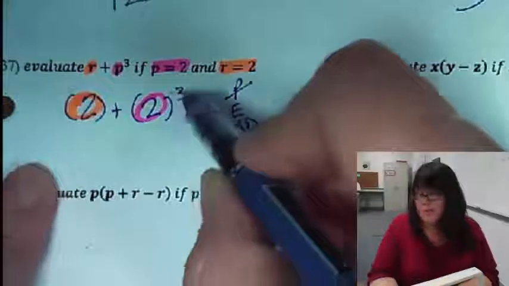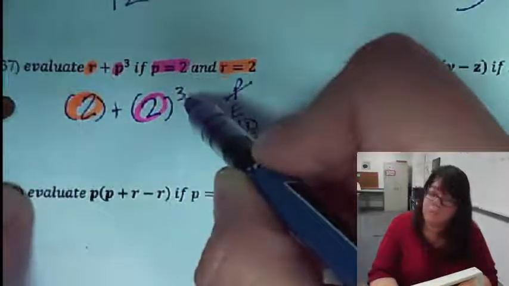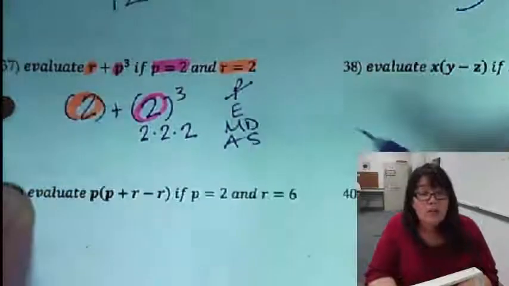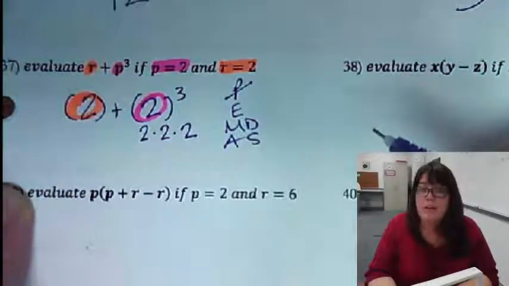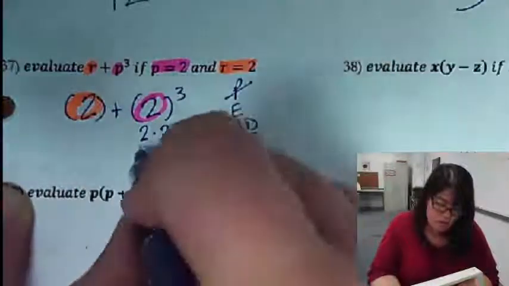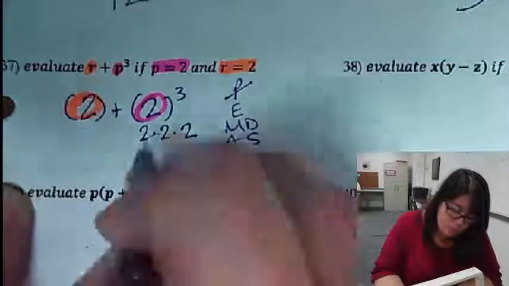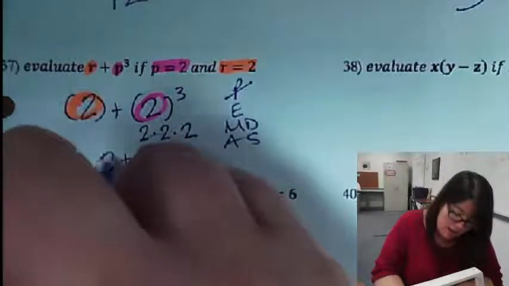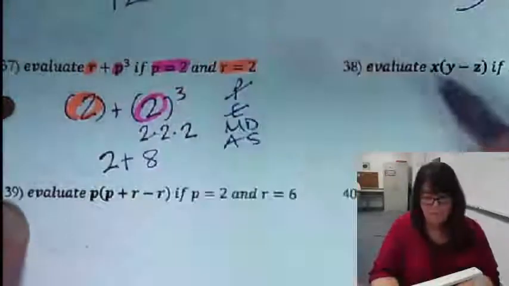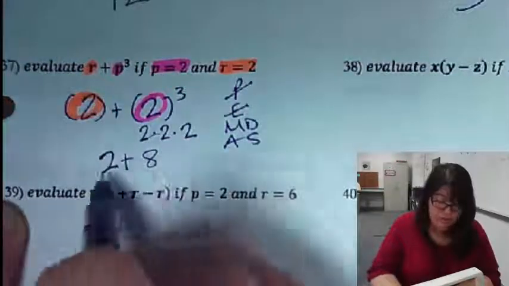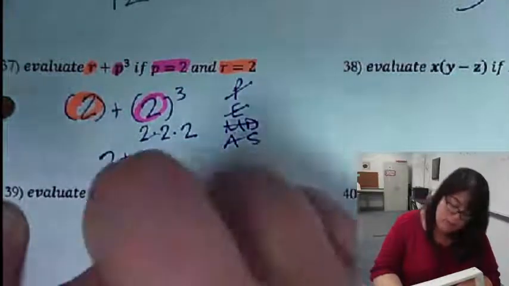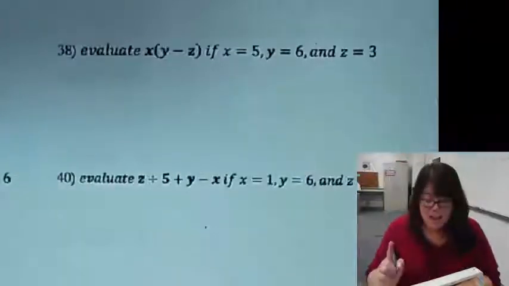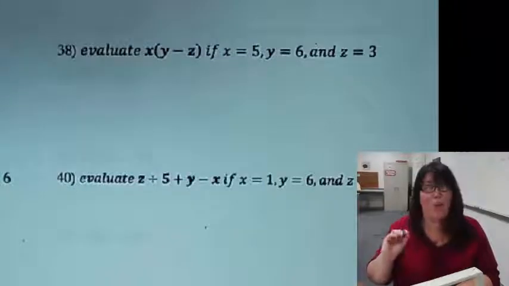Exponents. Here's an exponent. This time it's cubed. So I'm going to multiply 2 times 2 times 2. Multiply 2 times itself 3 times. Okay? So 1, 2, 3. 2 times 2 is 4, times 2 is 8. And there we go. I'm done with exponents. Now, any multiplication or division? No. Addition and subtraction? 2 plus 8 is just 10. All set. Now, 38 is where things get really colorful.